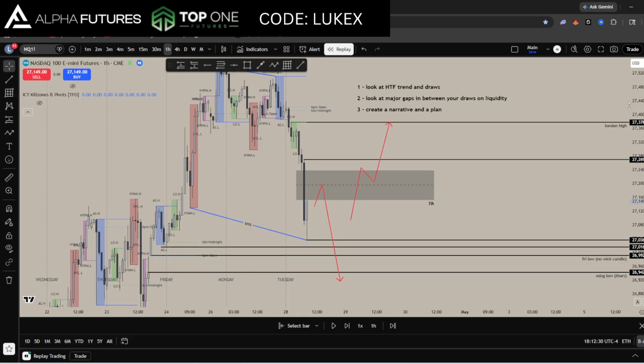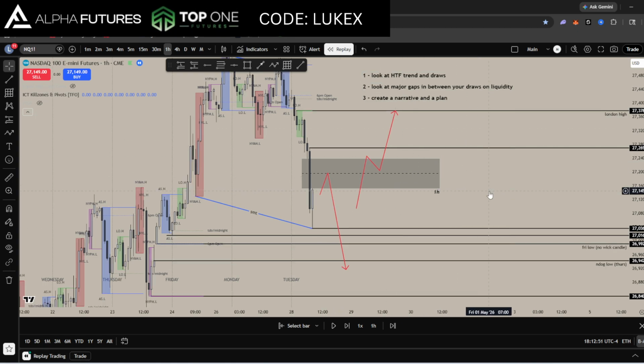That's literally it. So you're looking at the higher time frame trend, and you're marking out your draws on liquidity, your buy side, your sell side. You're looking for major gaps in between the draws on liquidity. In this case, the 1 hour was the highest time frame. You can use 30 minutes, 5 minute, 15. The higher time frames are usually better. And then you're just waiting for price to draw towards that gap, and you're looking to create a narrative.